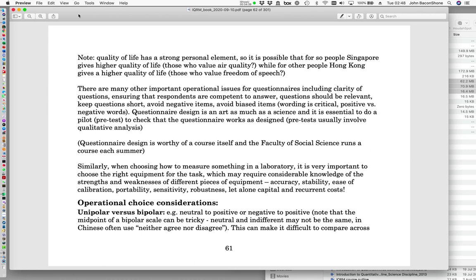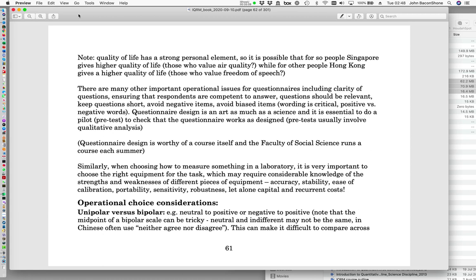Ease of calibration can be important if you have to calibrate it frequently. Portability might be very important if you need to take it out into the field. Of course, robustness would also be important there. Maybe it doesn't work very well if there's a temperature change, let alone cost. So there's both the cost of buying the equipment and the cost of keeping the equipment in good shape. So there are many different things to be thought about when choosing a measuring instrument.